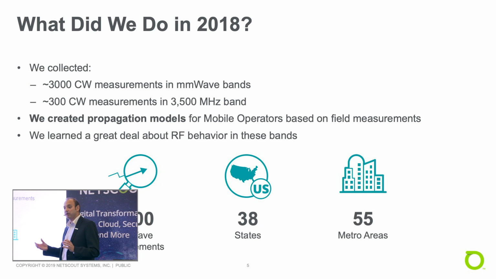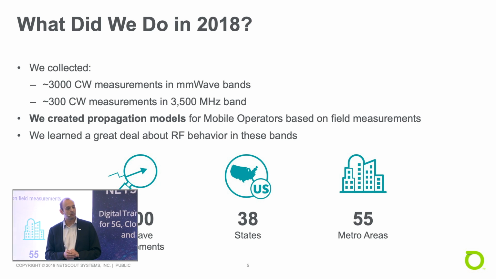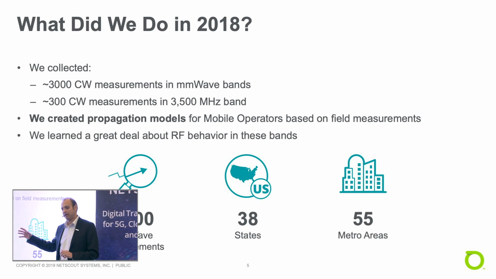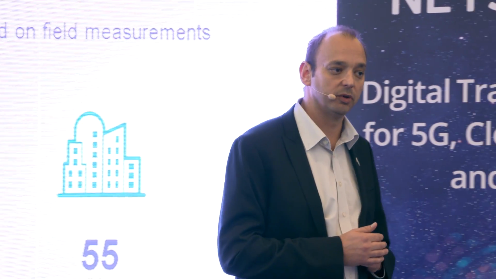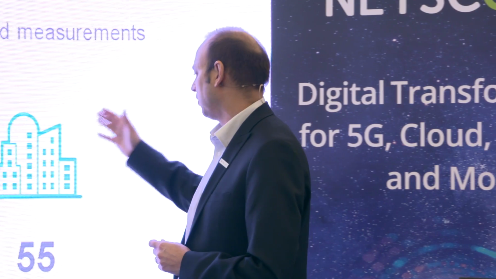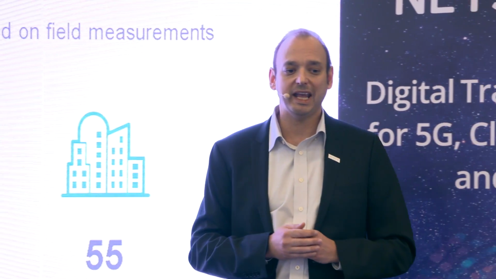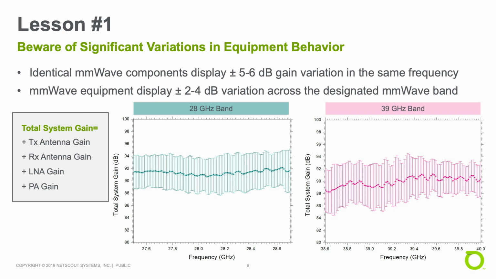And we created propagation models. We turned these drives into propagation models for the wireless carriers. And along the way, we had to overcome a number of challenges. This presentation is about summarizing what some of the learnings are from those challenges. And of course, we went across 38 states collecting this data and 55 major metropolitan areas in the US. So what's our lesson number 1?